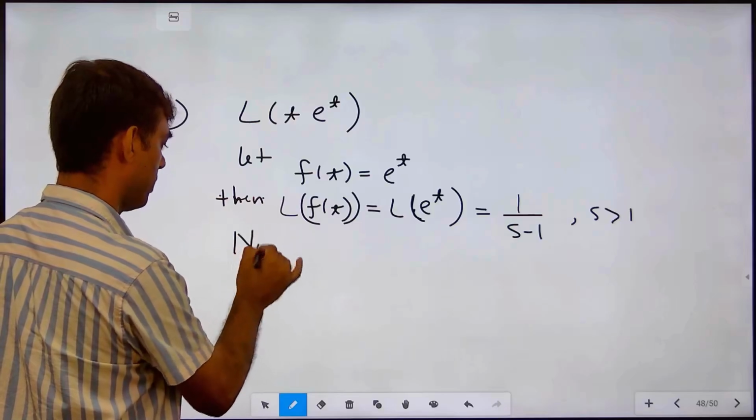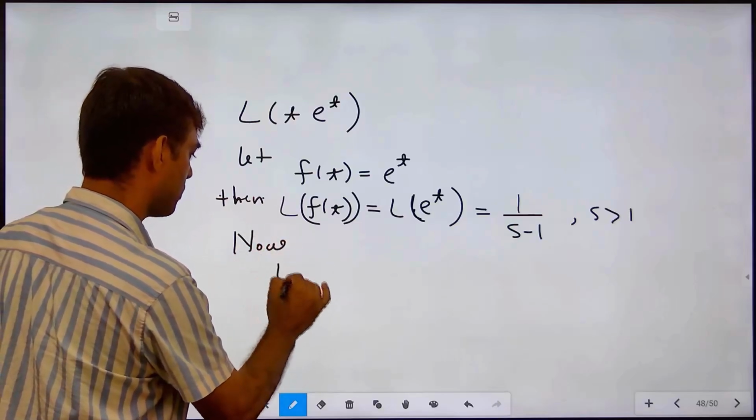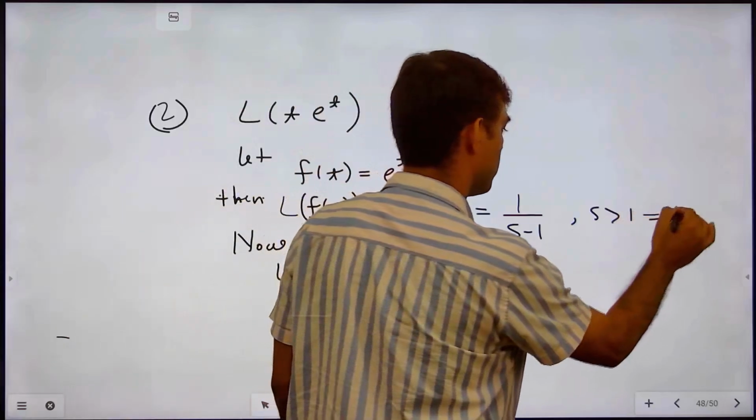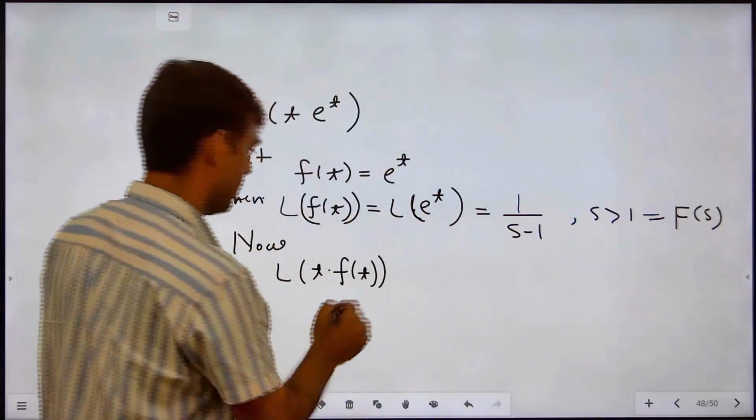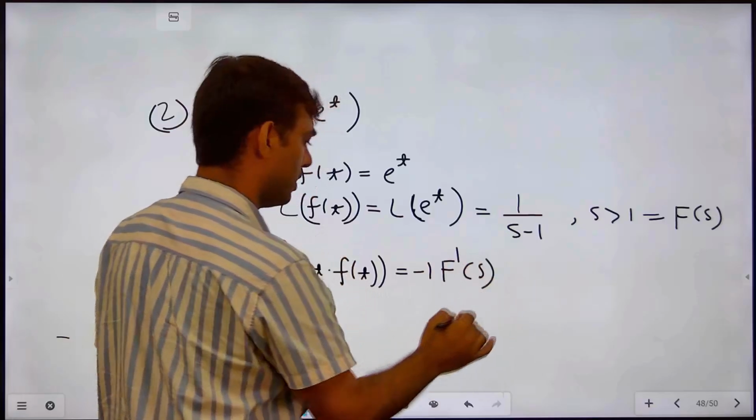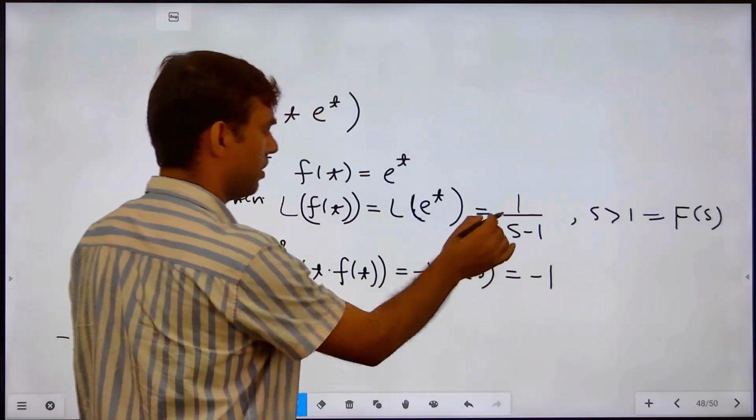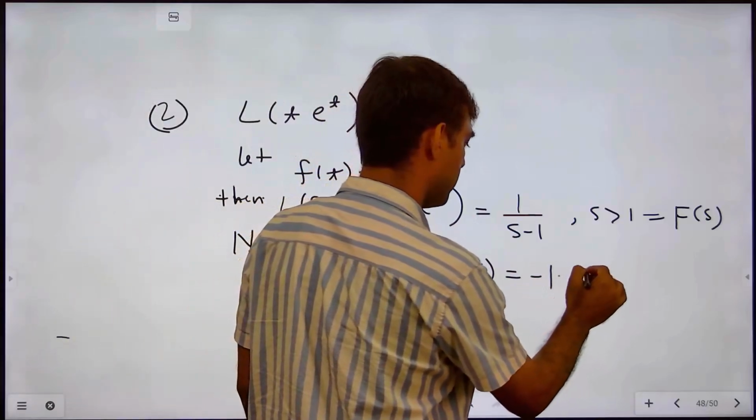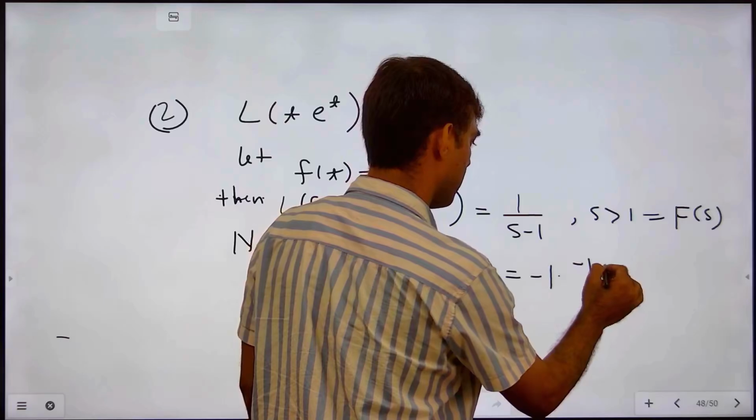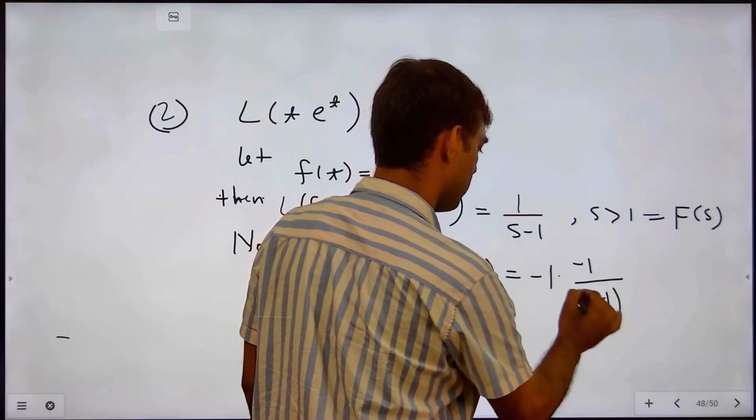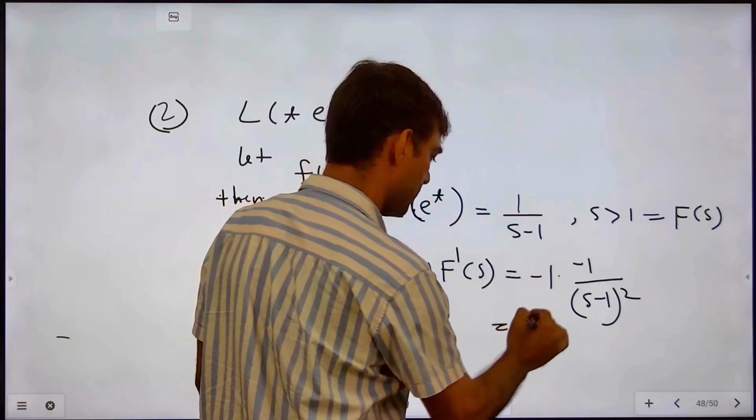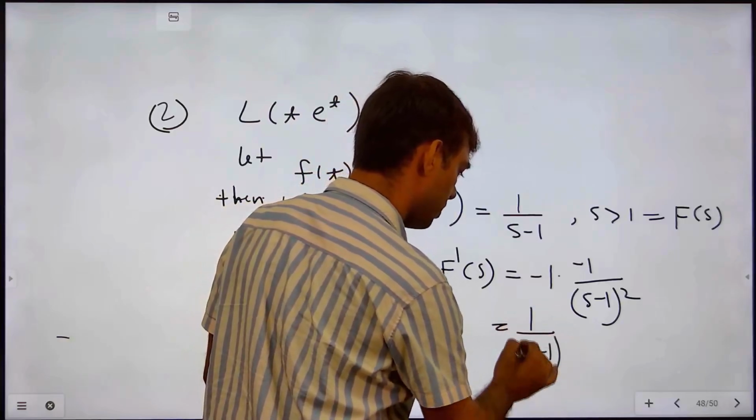Now using the multiplicative property, the Laplace transform of t into f(t), and here we assume that this one equals capital F(s), equals minus 1 F dash s. So this becomes minus 1 into the differentiation of this one, which is minus 1 upon s minus 1 whole squared. Minus minus becomes plus. So this becomes 1 upon s minus 1 whole squared.